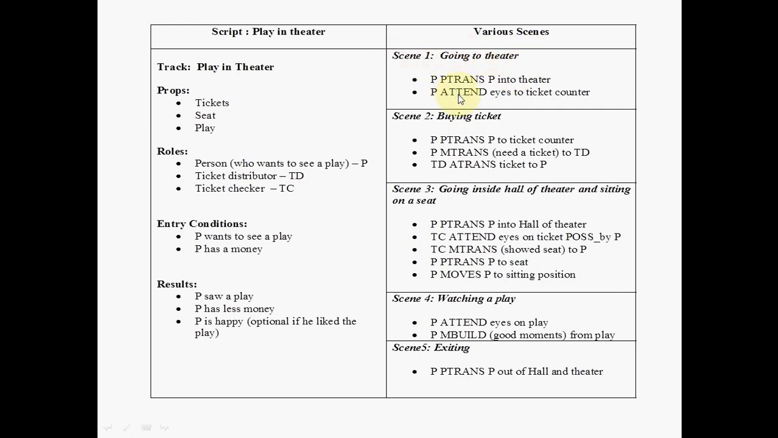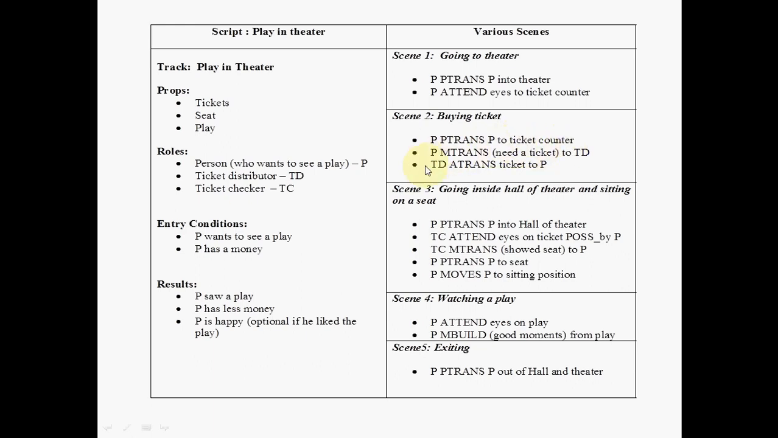Now once you are on the ticket counter, scene 2 is buying a ticket. So P trans P to the ticket counter. He has already spotted the ticket counter, attend meaning spotting. Once you have spotted the ticket counter, in scene 2 you are buying a ticket. For that, P moves himself to the ticket counter. P trans P to the ticket counter. He goes to the ticket counter.